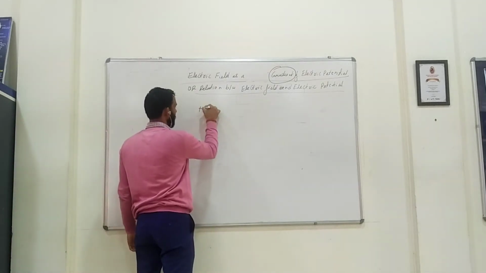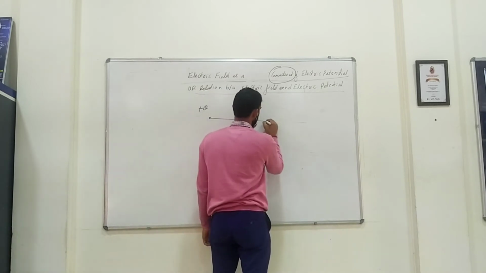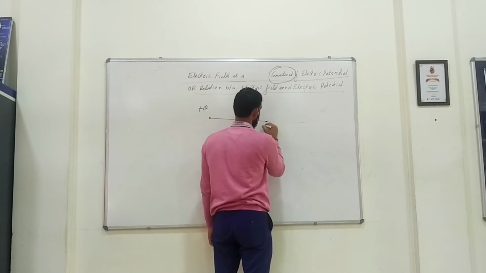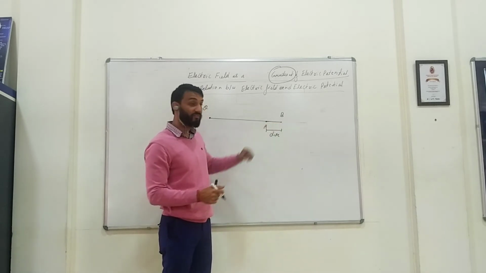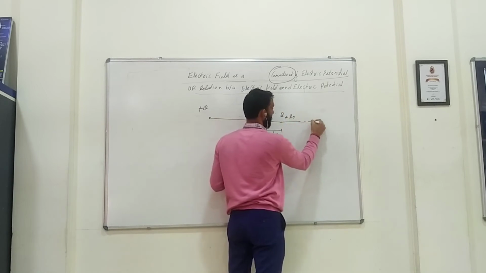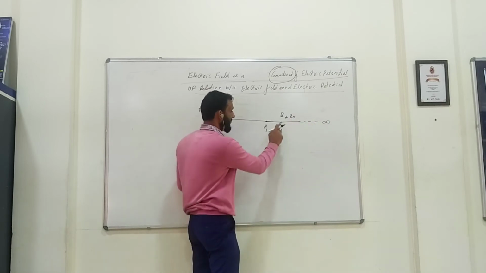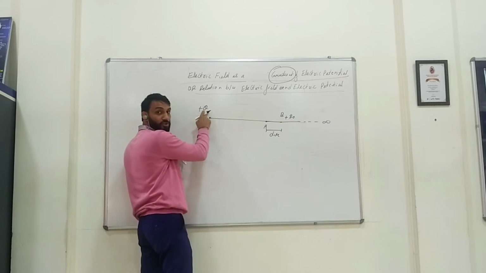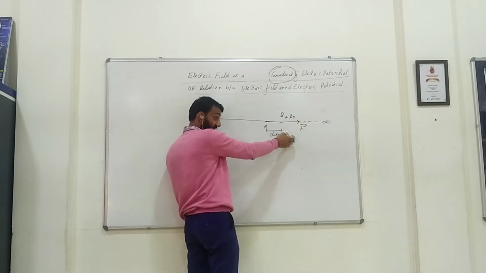Let me consider a positive charge Q, and then I take a point A, then point B. The small displacement, let me call it dr. Why is this displacement done? Because we are carrying a unit positive test charge from infinity towards this charge. So you know there is a force of repulsion acting in that direction, but the displacement is taking place in this direction.